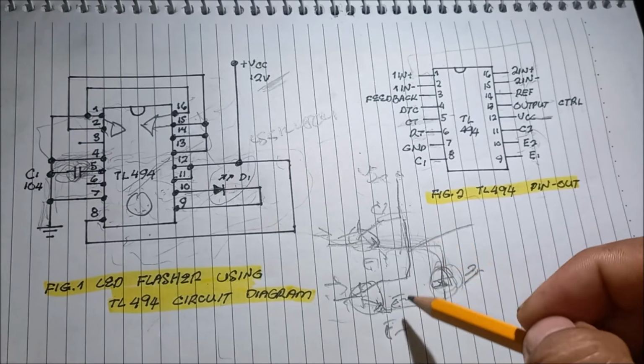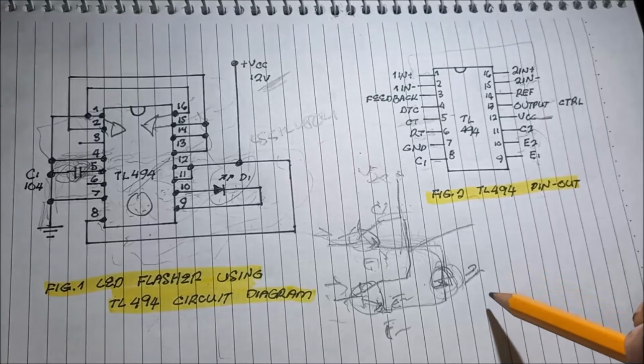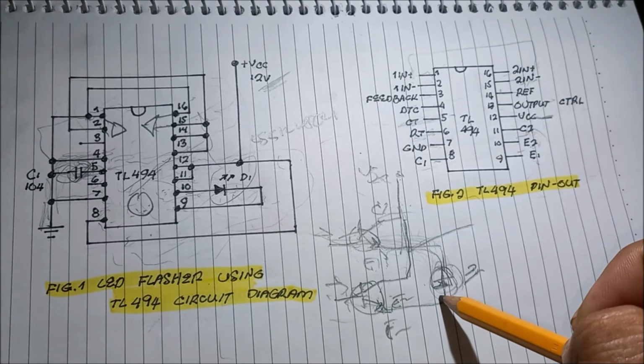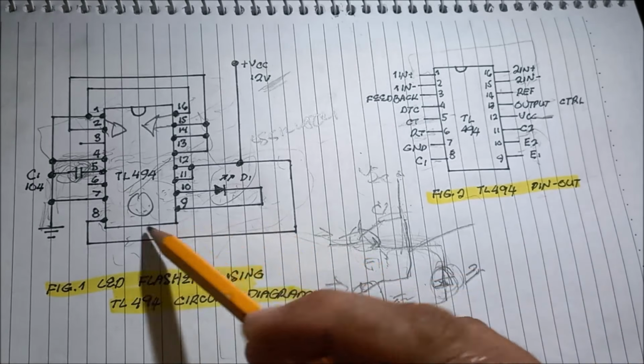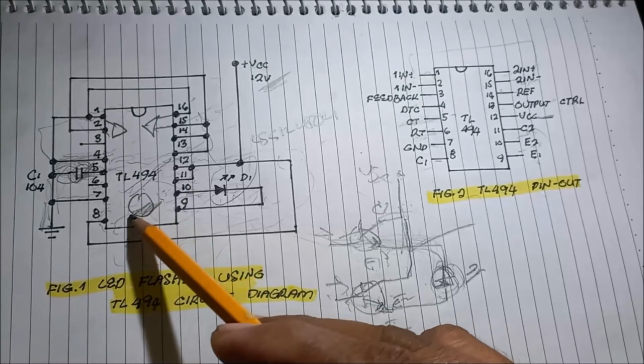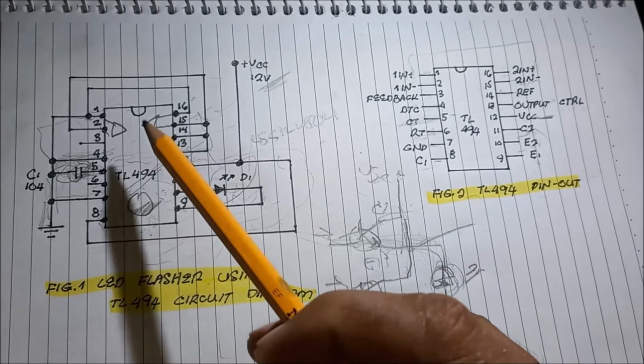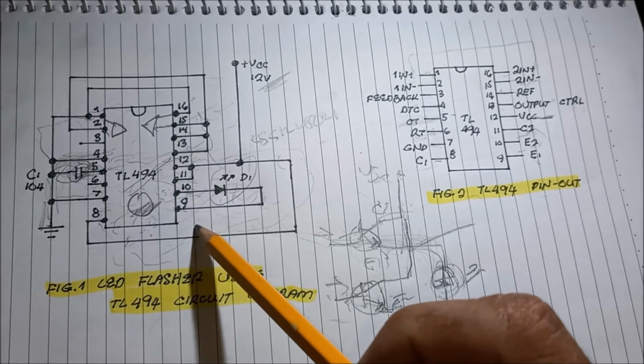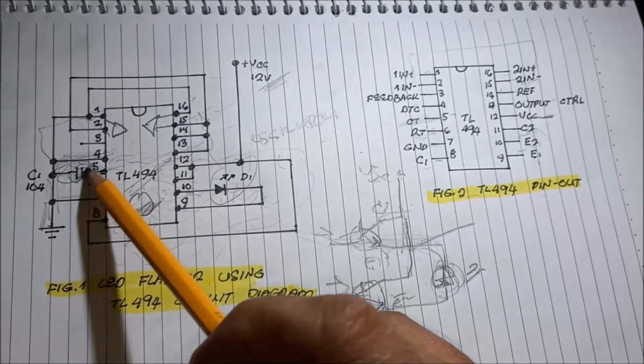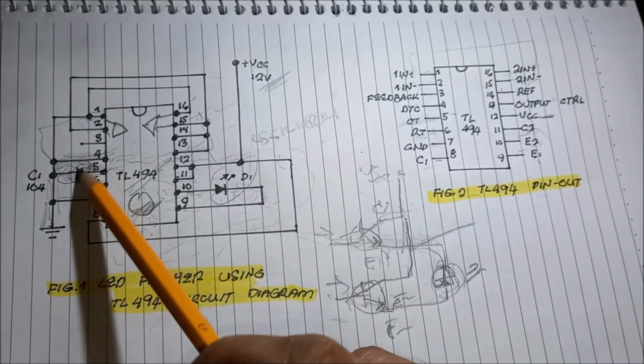So what makes this LED flash? It is because of the oscillator inside this IC, controlled by the charging and discharging of the capacitor.